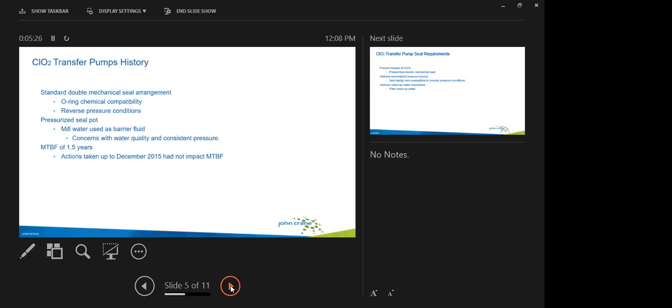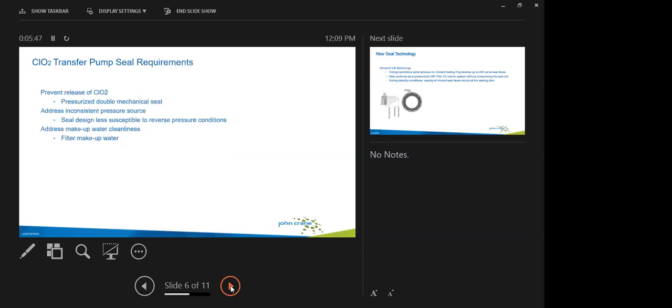So the MTBR for this application was about 1.5 years, and even after taking actions to address the O-ring compatibility issues, trying to address the reverse pressure condition issues, it pretty much stayed at 1.5 years. So we had to come up with something new.